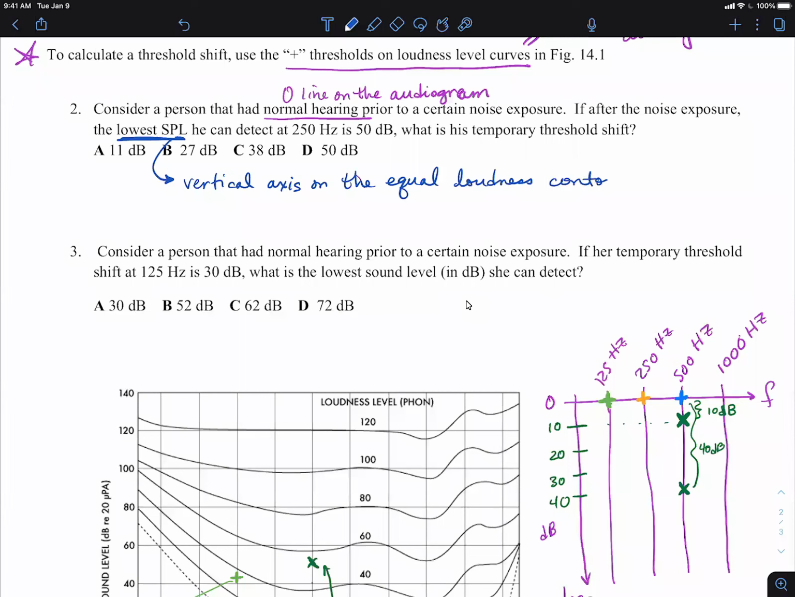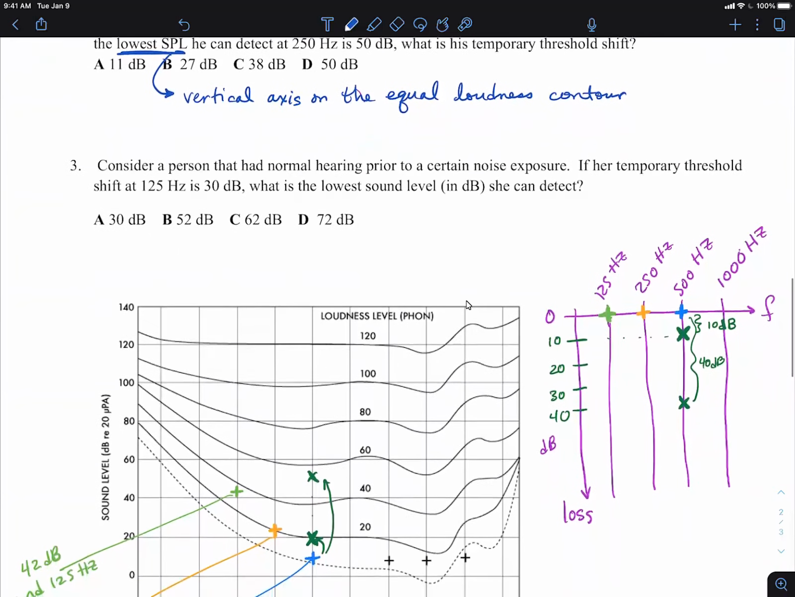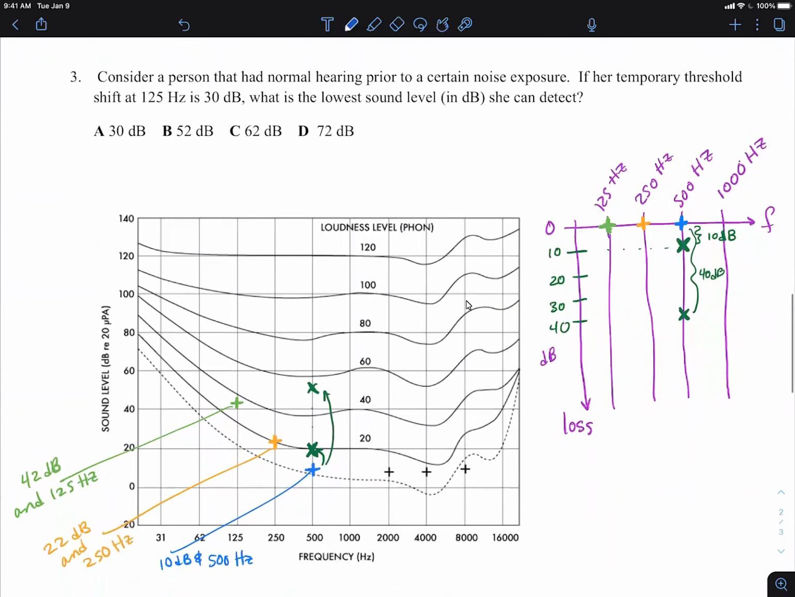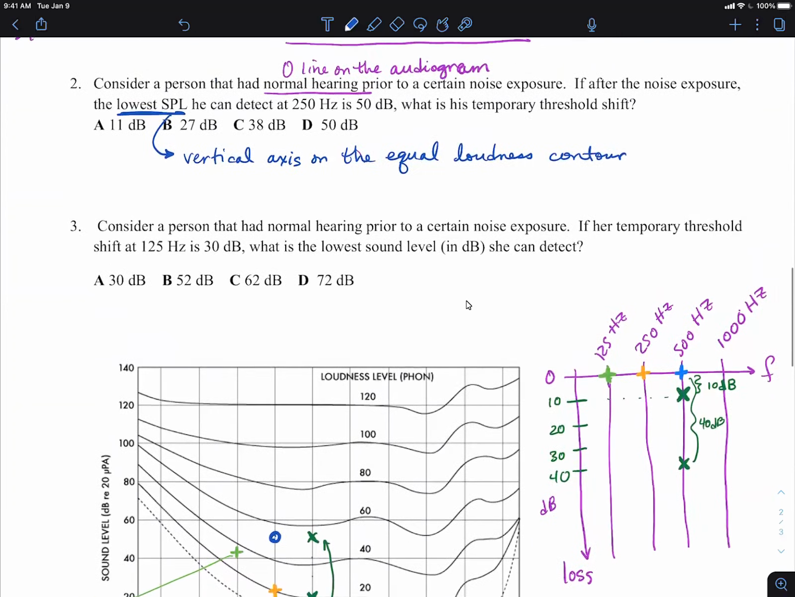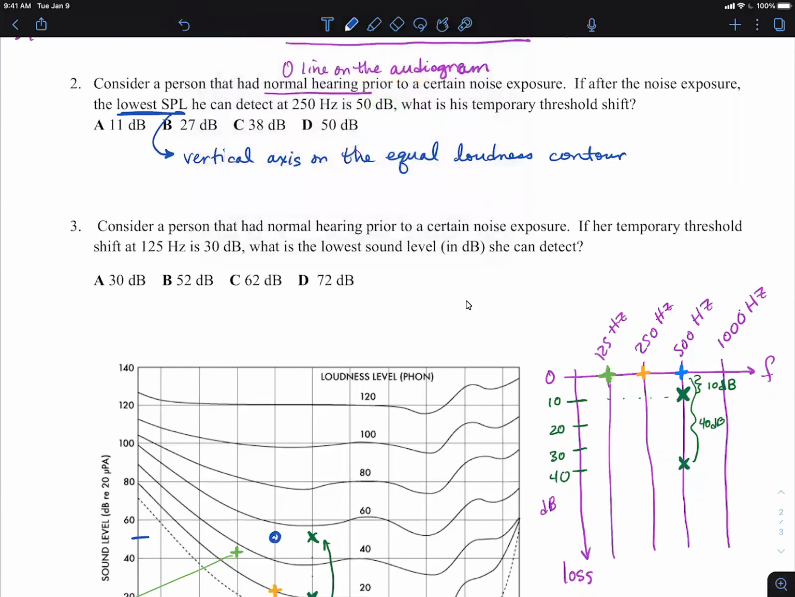The lowest SPL they can detect at 250 hertz is 50 decibels. So let's draw that. So 250 hertz, 50 decibels is the lowest they can hear. They can't hear the plus at 22 decibels at 250 hertz. They can only hear if the stimulus is 50 decibels. So that was the 50 decibels on the vertical axis here.